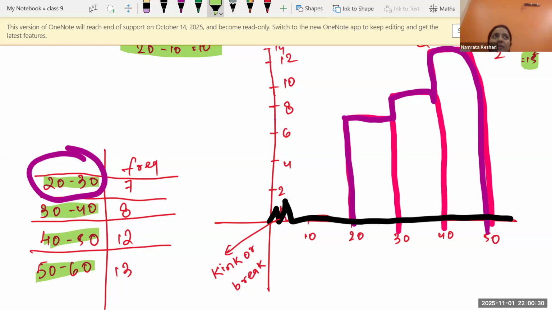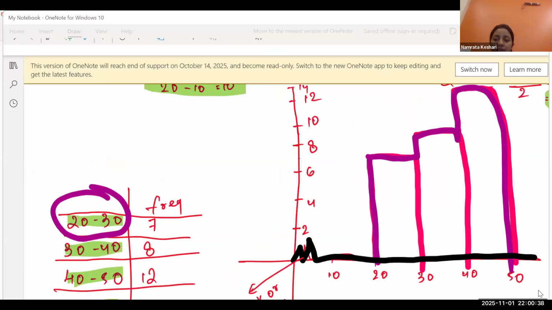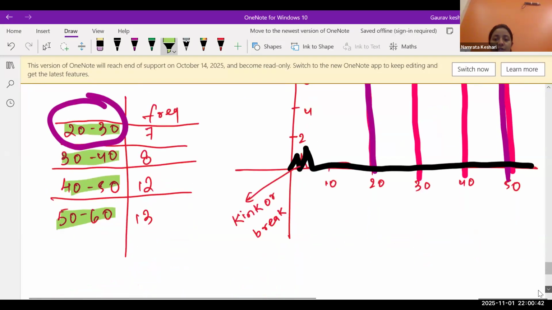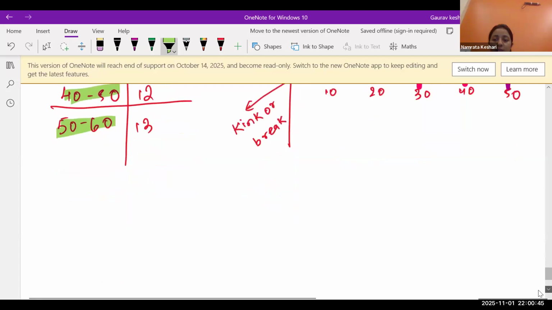And one more thing I'll be explaining: suppose the class sizes are not the same, then what you will do. So far, any confusion, Nikhil? No, ma'am. Okay, next part is, if the class size is not the same, suppose our data looks like this.